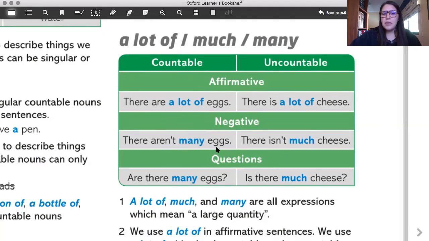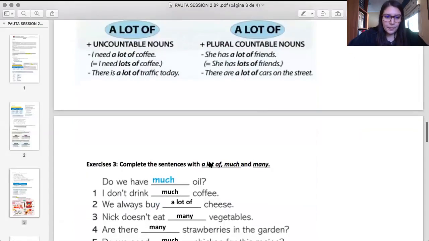There aren't many eggs. We can count eggs. And are there many eggs? We can count eggs, so we use many for countable nouns. And we use much for uncountable nouns. There isn't much cheese. And is there much cheese? Let's go back to our document and review the exercise.